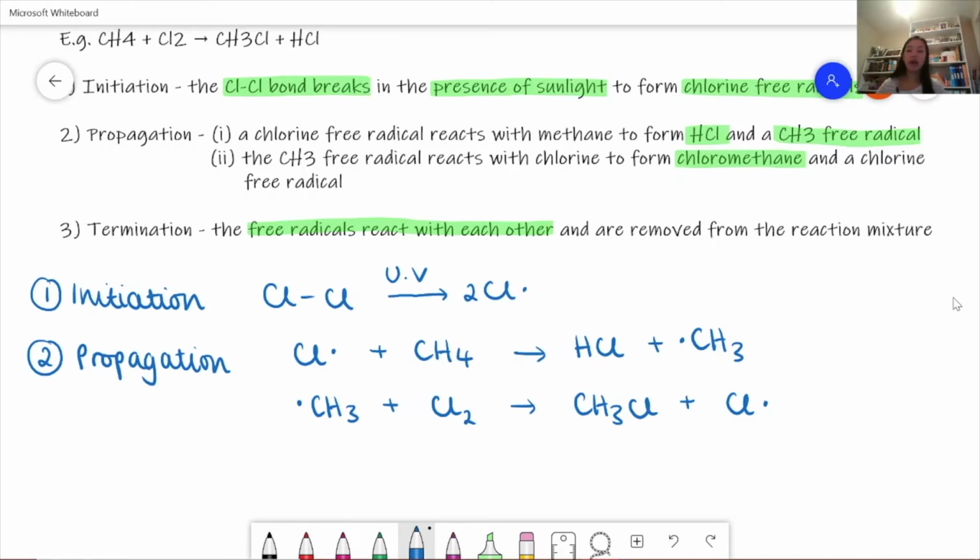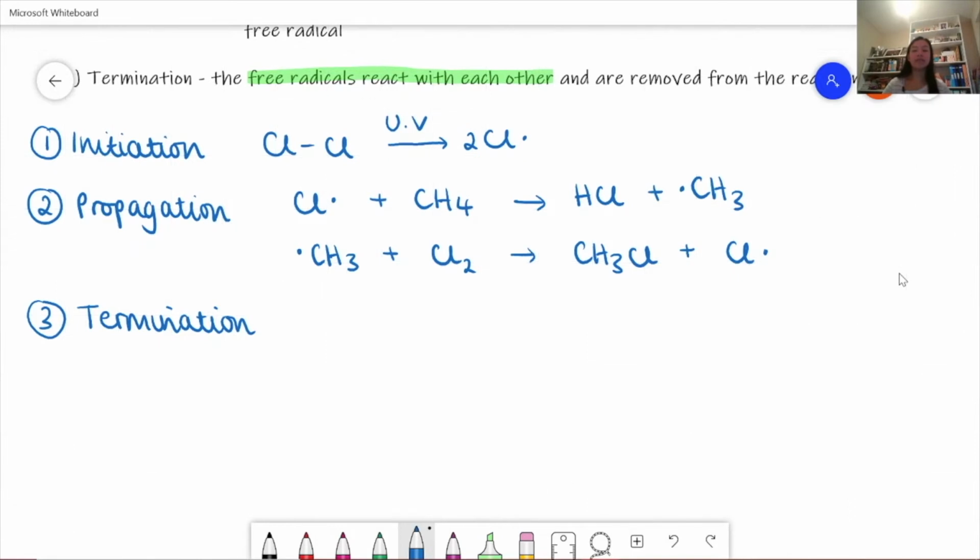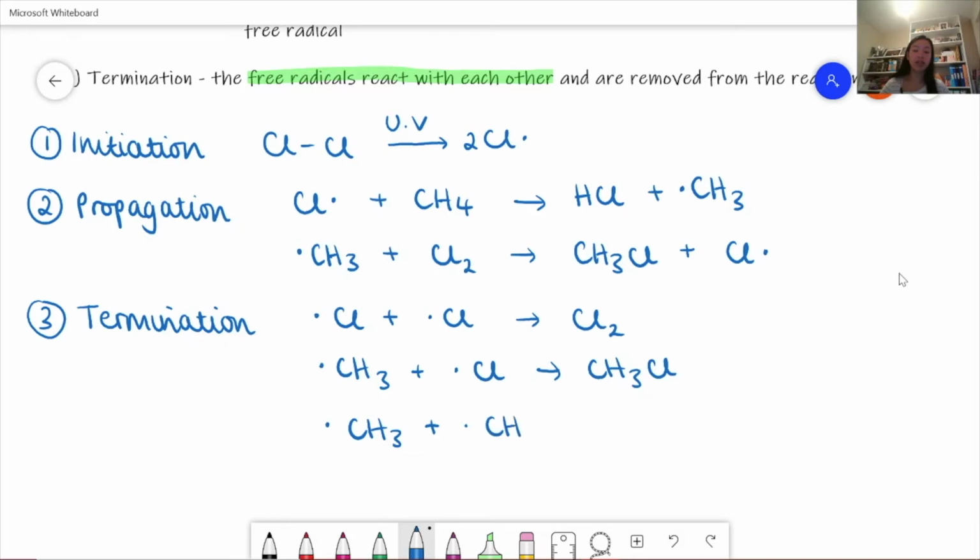And then thirdly, we have the termination step. What happens here is that two free radicals react together and remove themselves from the reaction mixture. So we can do this in a couple of ways. We can have two chlorine free radicals reacting to form chlorine, or we could have a CH3 free radical and a chlorine free radical reacting to form some more of this chloromethane, or we could also have two of these CH3 free radicals reacting to form CH3CH3. And so these are the three steps for this reaction.